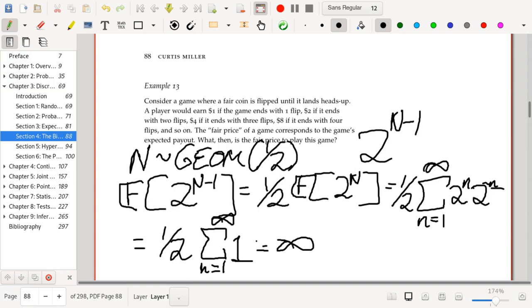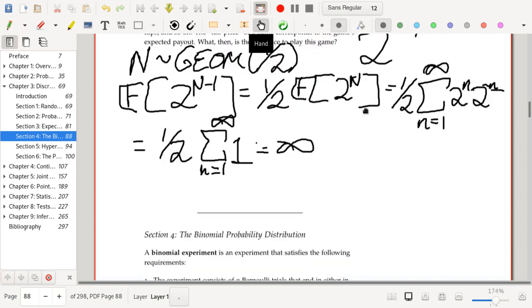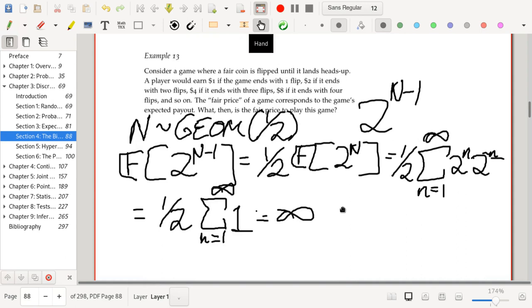You should pay $1 to play this game. You should pay $10 to play this game. You should pay $100 to play this game. You should go to the bank and take out a loan for $1 billion and play this game. Because this game has infinite expected value, any finite price is a bargain. And yet, no one in their right mind would ever do that. No one thinks that this game is really worth anything. People think this is a terrible game. And why that is is somewhat remarkable.